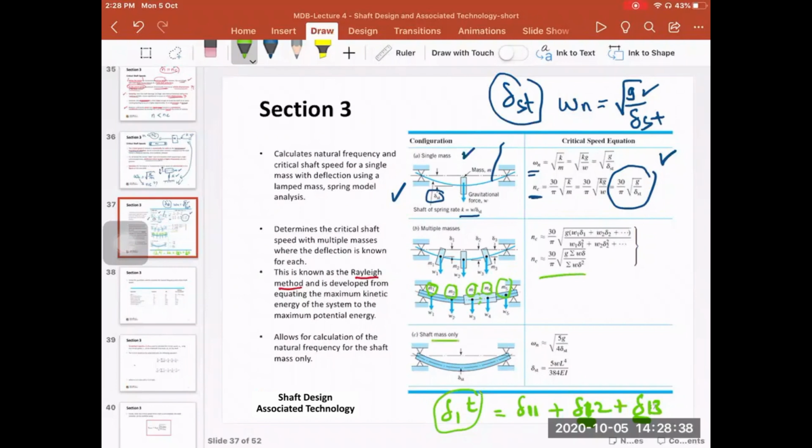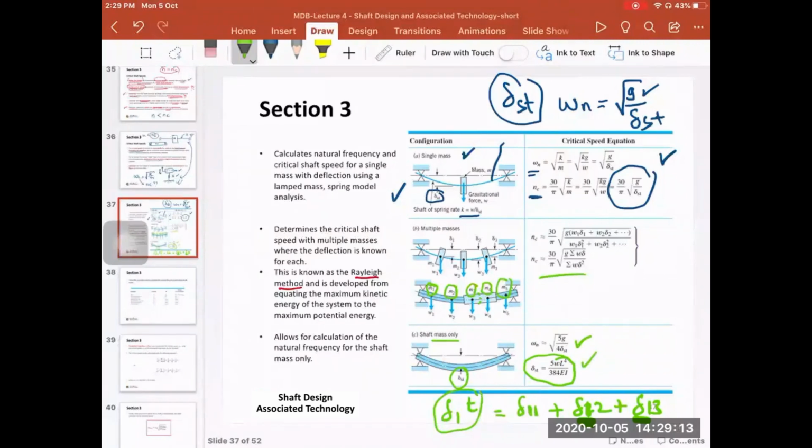If you have the shaft mass only, you have a distributed mass, so you can calculate delta static in the middle based on this equation here that contains W, which is the linear load, the mass per unit length. L is the length of the shaft. E is the elastic modulus, and I is the moment of area. And then here you can calculate the natural frequency and also the static deflection.